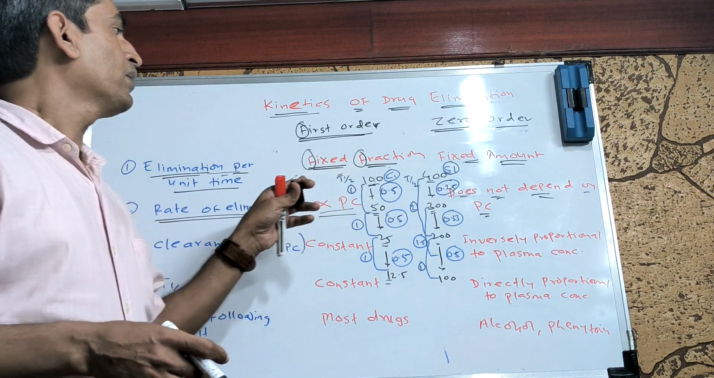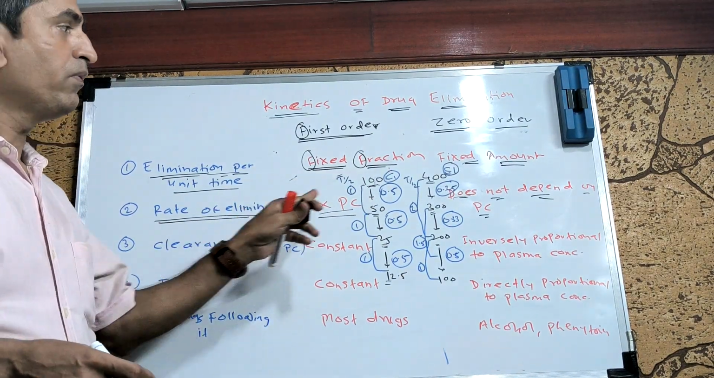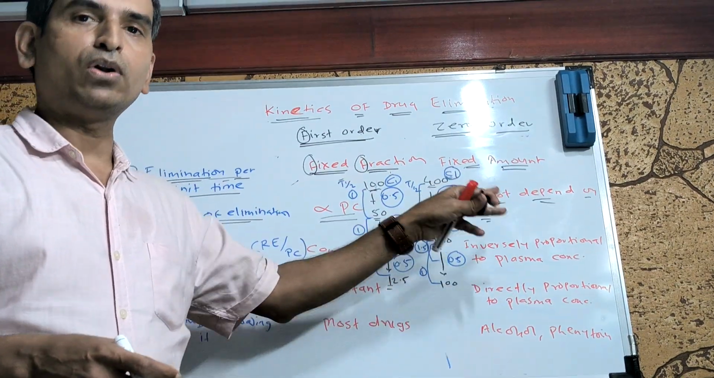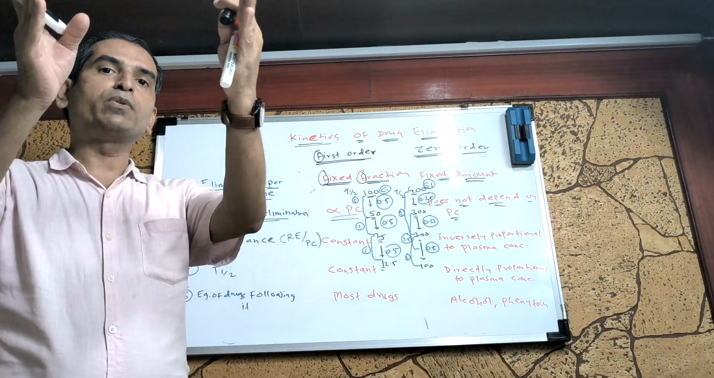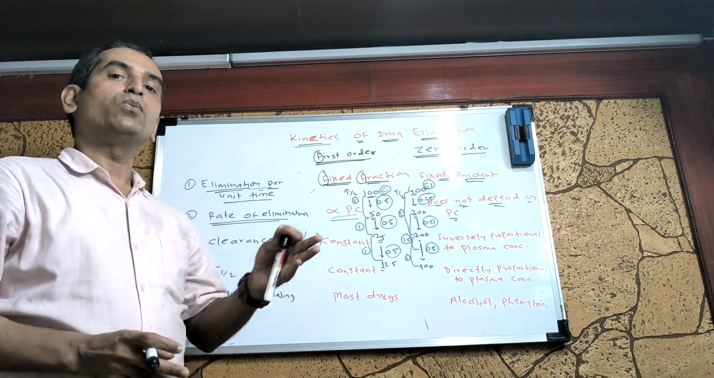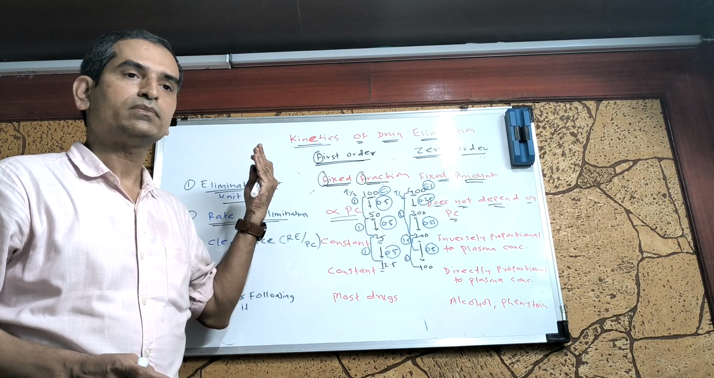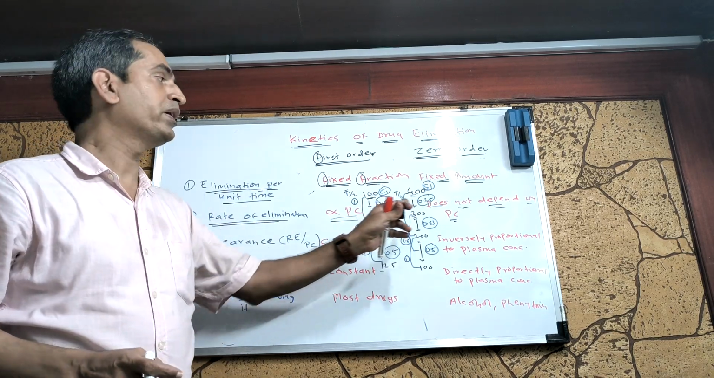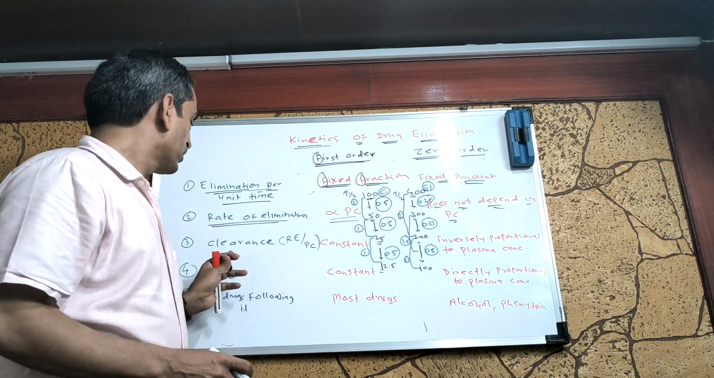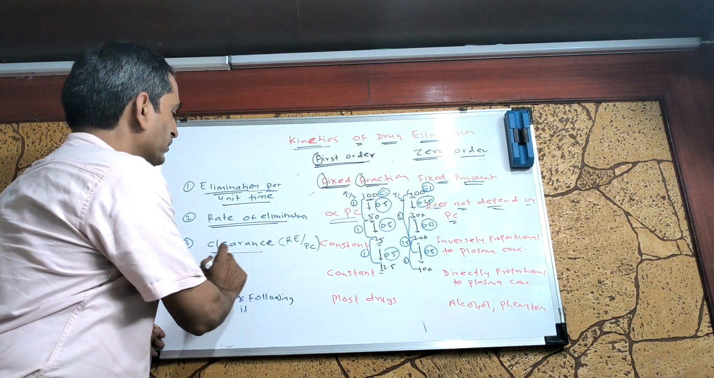That means the rate of elimination will not depend upon the plasma concentration. The number of cars moving from that barricade will not depend upon the number of cars behind you. That is the second point, the rate of elimination. The third point is about the clearance.